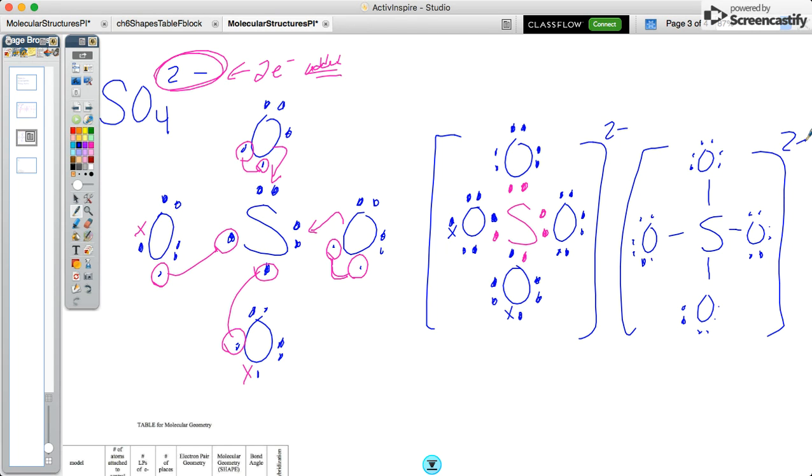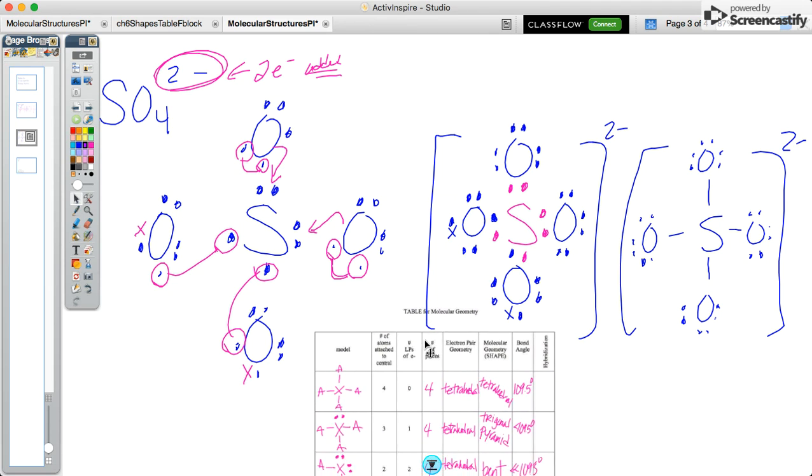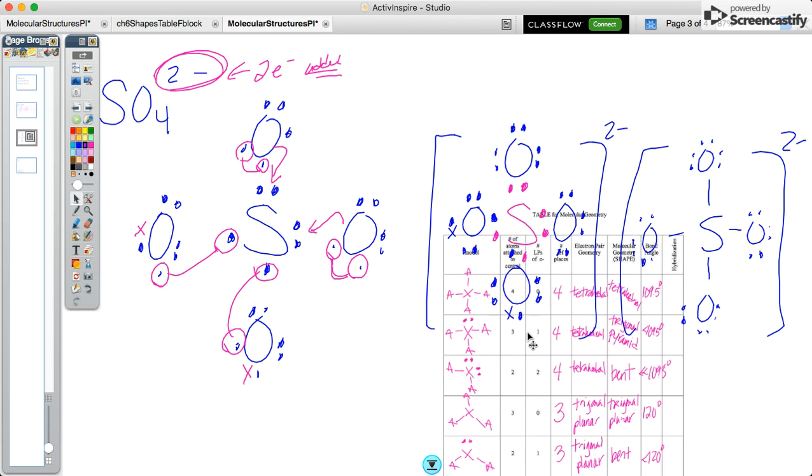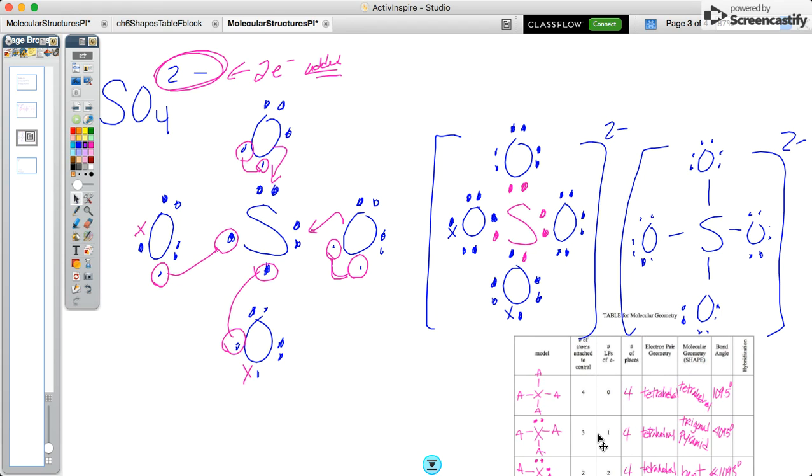And again, I can see that I've got that tetrahedral structure, XAAA. And I would say that it's tetrahedral for electron pair geometry, and tetrahedral for molecular geometry, and 109.5 for the bond angle.